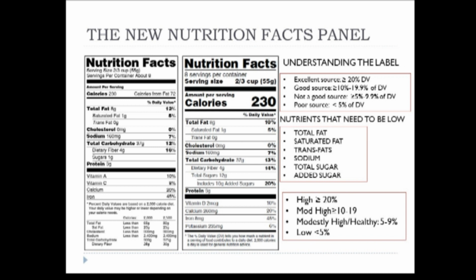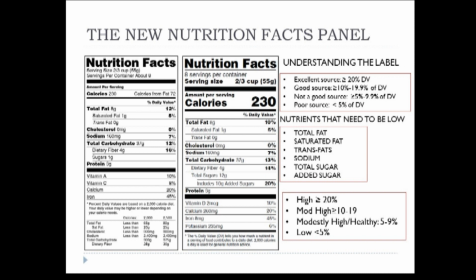Now, finally, how to interpret the Nutrition Facts panel. What do the actual numeric values mean? Well, first, when we're looking at the micronutrients like iron or vitamin D or anything like that, you can say that the food's an excellent source for that specific nutrient if the quantity is 20% or higher than the DV. It's a good source if it's 10 to 19.99 of the DV. It's not a good source if it's basically 5 to 9.9, and it's a poor source if less than 5% of the daily value.